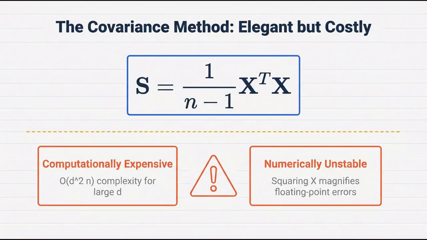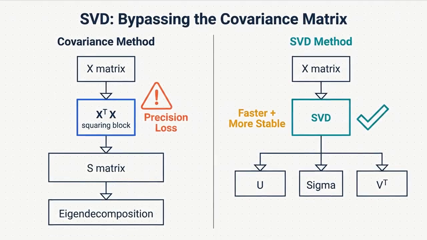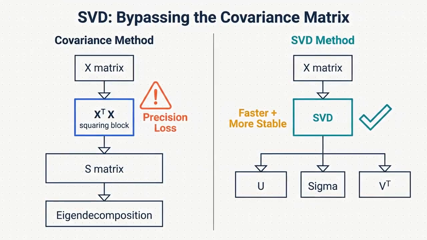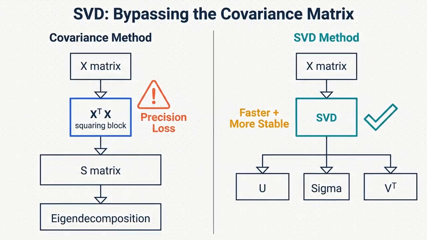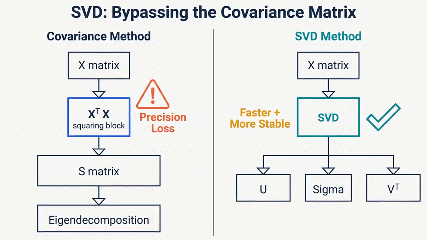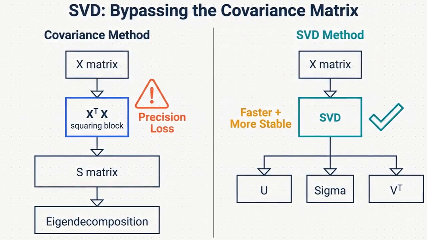While the covariance method is mathematically elegant, it is rarely how computers calculate PCA in practice. For large datasets, computing the covariance matrix, which is S equals 1 divided by n minus 1 times X transpose times X, can be computationally expensive and numerically unstable. If our data has large values or many features, squaring the matrix can lead to catastrophic numerical precision loss. Instead, modern machine learning libraries use singular value decomposition, or SVD.